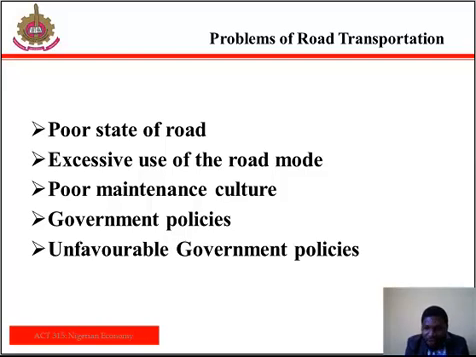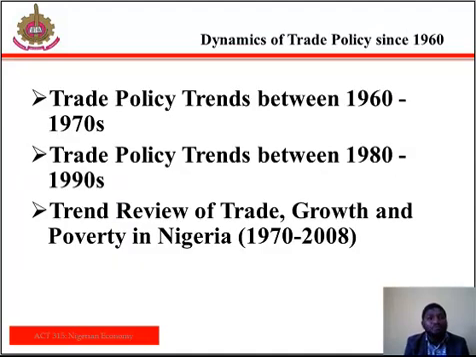The government policies. Government policy is not even helping road transportation in Nigeria. This government might come and order that roads should be constructed, whereas another government should come and say roads should not be constructed. Then unfavorable government policies. Even contractors who get road contracts are not sure if they should construct, as if they don't get paid during this administration, the next administration might not pay them. And this is one of the major problems of road transportation in Nigeria.